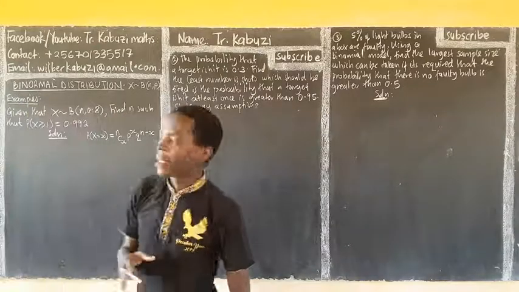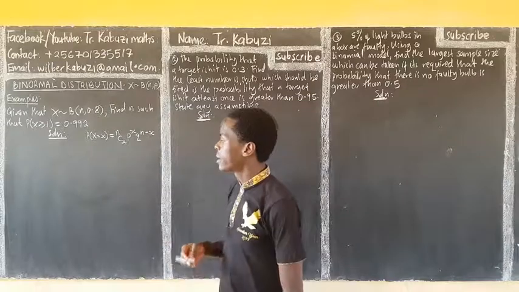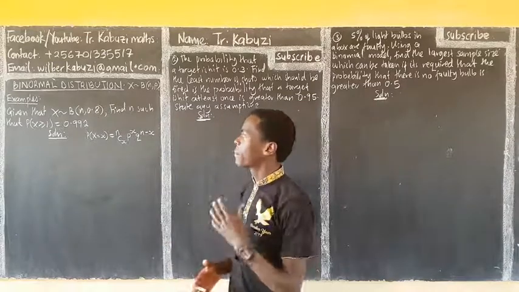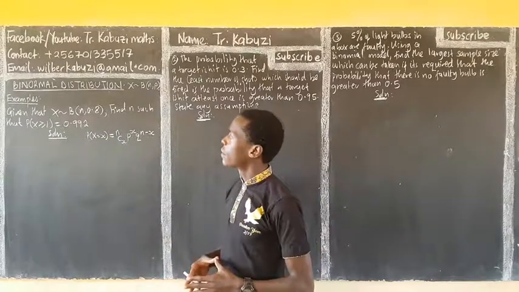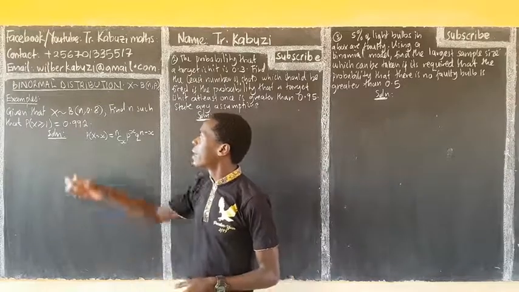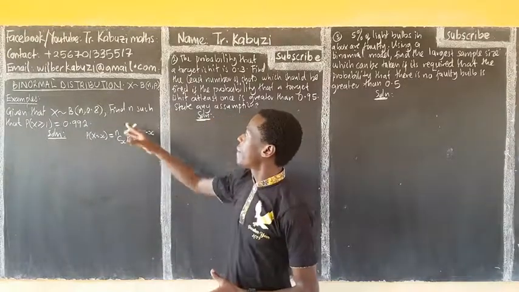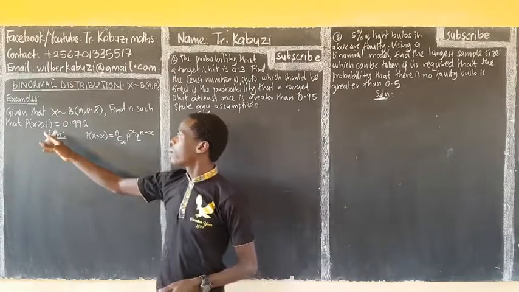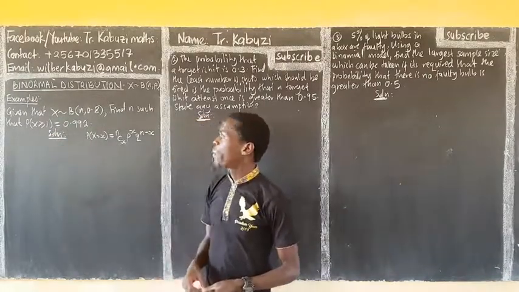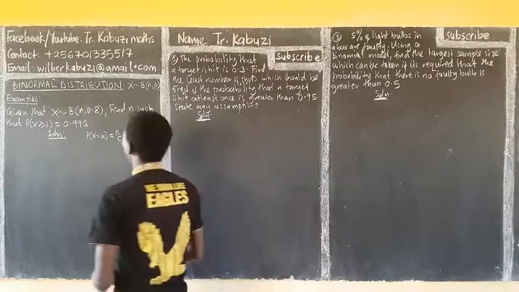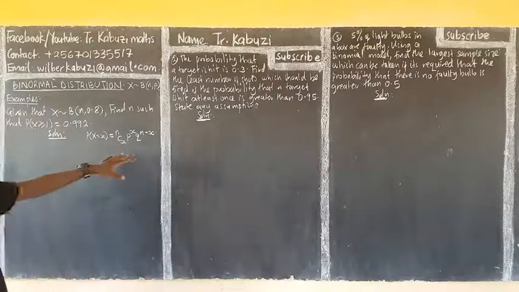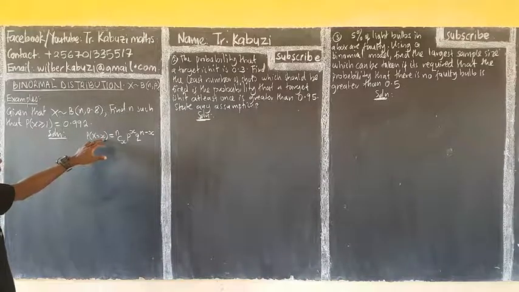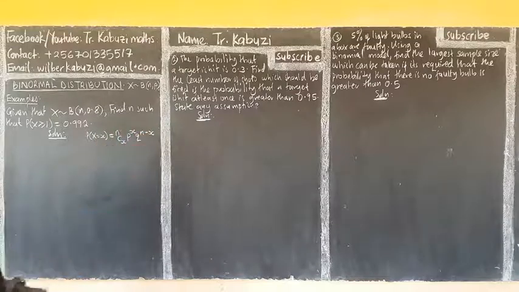Now members, let us see how we handle these questions still about binomial. We are exploring more examples. Given a binomial, find n such that the probability of x greater than or equal to 1 is equal to 0.992. Of course, we know this one, and if we have exactly x, this is how we write it.